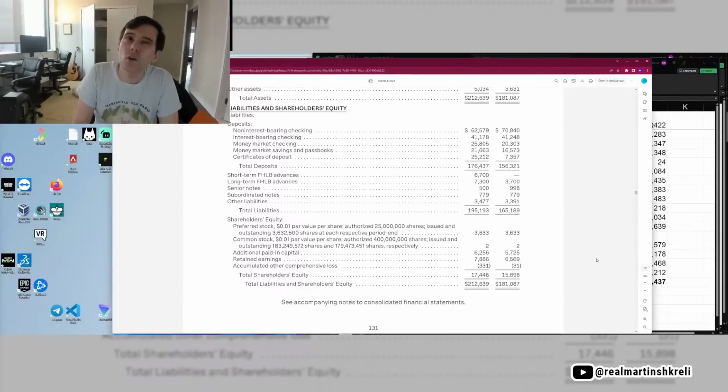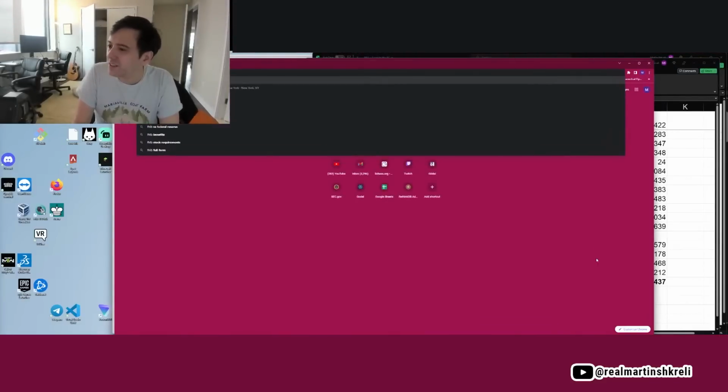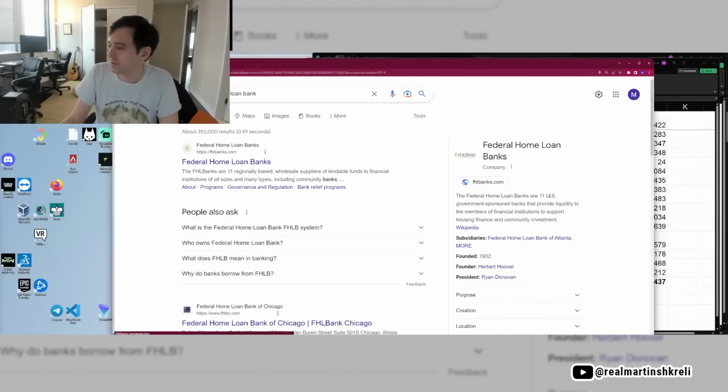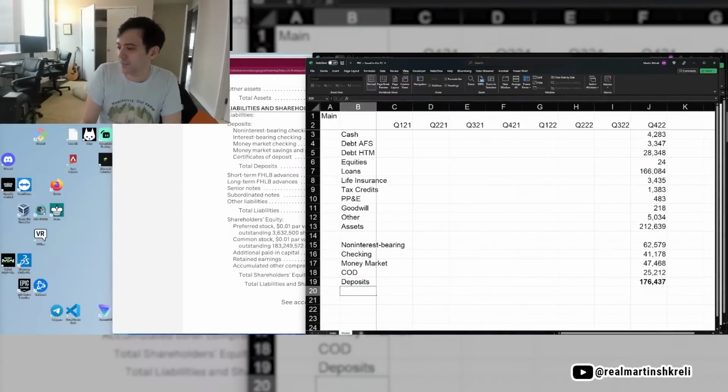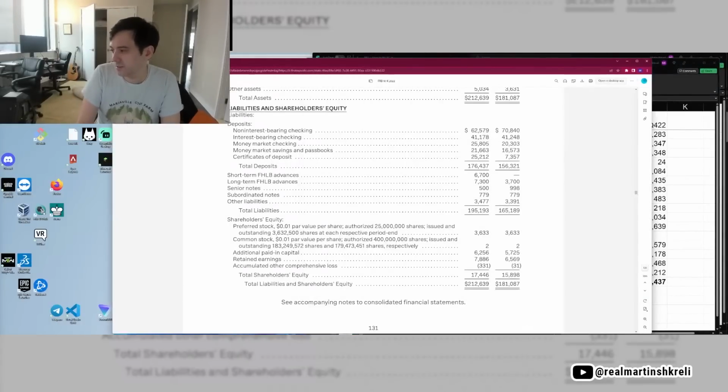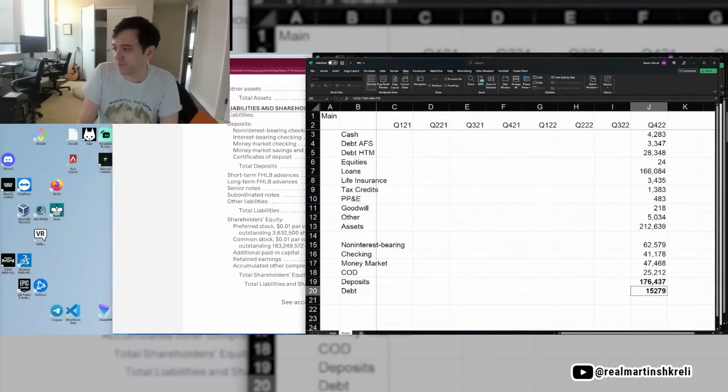That's the Federal Home Lending Bank, I want to say. Federal Home Loan Bank, close enough. Interesting. Okay, so that's a debt. That's a debt as well, basically. So unlike JP Morgan, they actually don't have too much debt, right? Although that's a lot from that federal. All right, so they have 15 billion in debt.